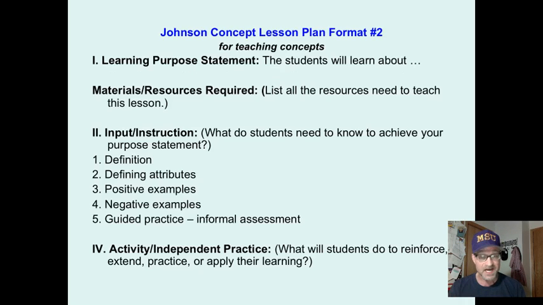Now, if you're teaching a concept like a triangle, a feline, or something like that, it's a little bit different. And again, students will learn about, what are you going to learn? You define it, define the attributes. Felines have paws, rough tongues, etc. Positive examples and negative examples, and then some sort of informal assessment. We know students have learned a concept when they can distinguish between a concept and a non-concept, between positive and negative examples. And then something to get them to use that concept in some way.